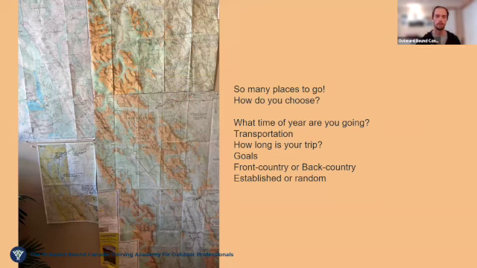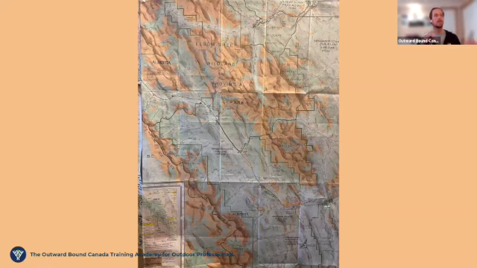So we zoom in a little bit closer to our map. We've kind of defined an idea of what we have for transportation, where we want to go. I'm looking at the Kananaskis area of Alberta. Highway 40 is kind of the main road that drives right through the center, and there are a lot of different options off of Highway 40 for established front country campsites, established wilderness campsites, as well as random camping out here.